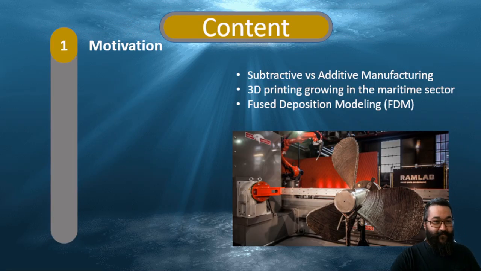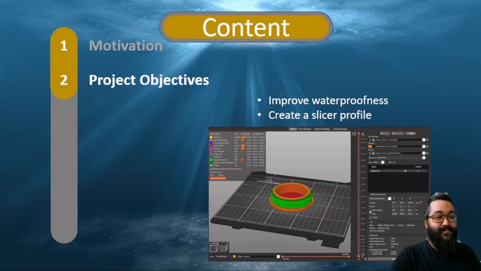So the first content and the motivation we're going to talk about: subtractive versus additive manufacturing, and then how 3D printing is growing in the maritime industry, and what is FDM printing. The project objectives that I wanted to cover are improving waterproofness of 3D printed parts and creating a slicer profile to create those 3D printed parts.